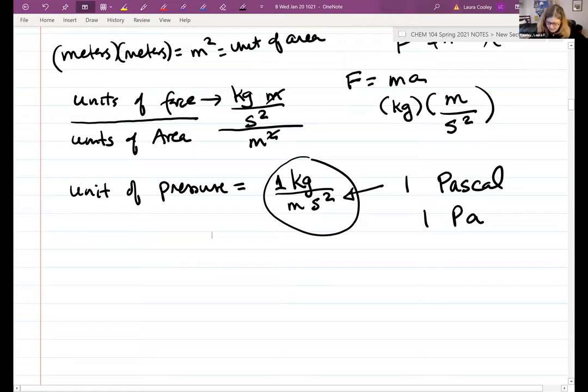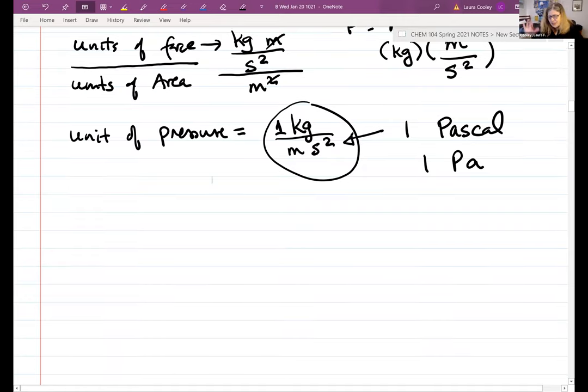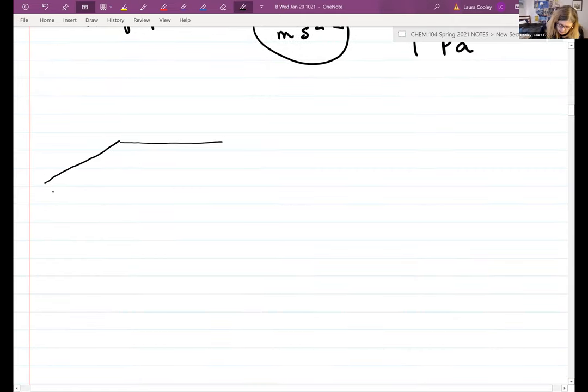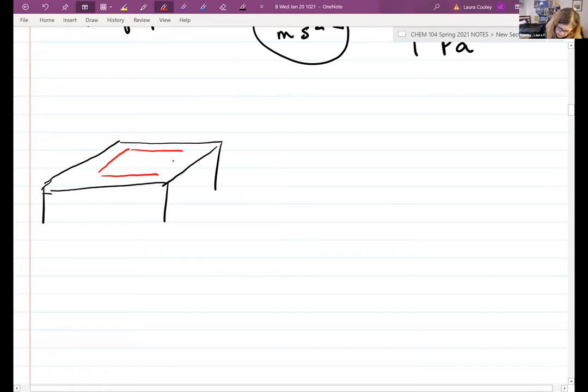It's okay. All right. So that's a pascal, which I actually never use, but I have to tell you about them because, well, you'll see. So before I talk about the pressure exerted by a gas, I'm going to do a really simple pressure calculation. And then I'd like to figure out how that compares to the pressure in the room. So let's suppose you have a nice table, and that you're a better artist than I am. So here's a table. And let's say you put a piece of poster board on that table, and that piece of poster board is 1 square meter. So this is 1 meter squared.